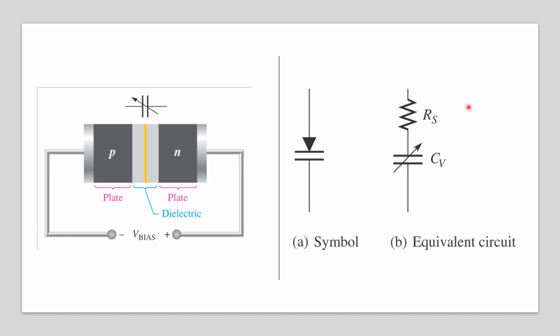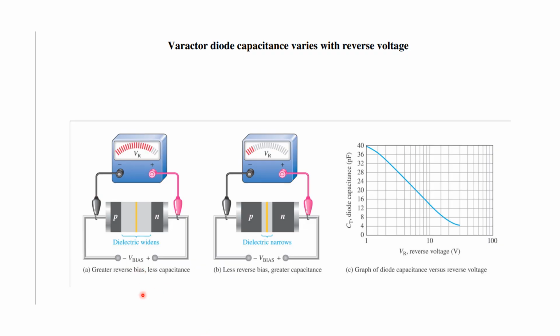So the variable symbol and the equivalent circuit: the internal resistance and the variable capacitor. See here, a greater reverse voltage, the reverse voltage is very high, and this is the lesser reverse voltage. As the reverse voltage increases, the width of the depletion layer increases and the capacitance value decreases. Here the reverse voltage is less, so the width of the depletion layer is less and the capacitance value is more.